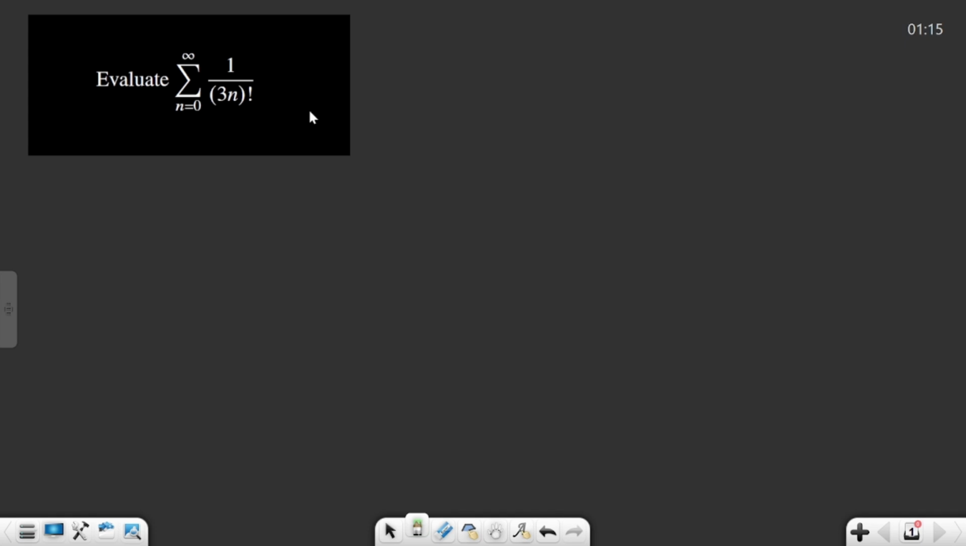Let's see. We will start with the e to the power x expansion. We can write e to the power x as the summation k equal to 0 to infinity of x to the power k upon k factorial. Right? Okay. Now see that we need to replace k factorial by 3n whole factorial, because we need it to get our answer. Right? So how will we do it?